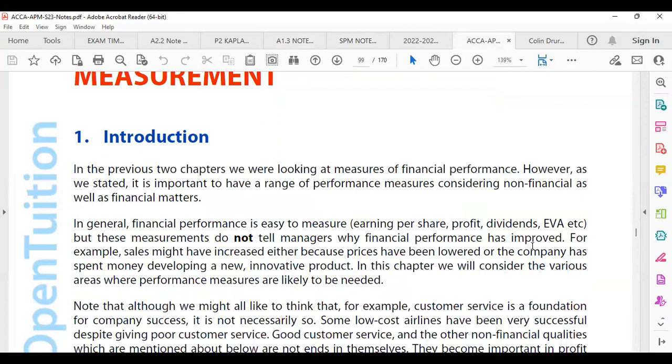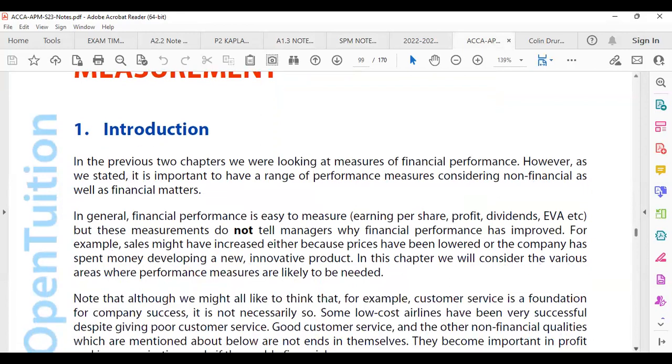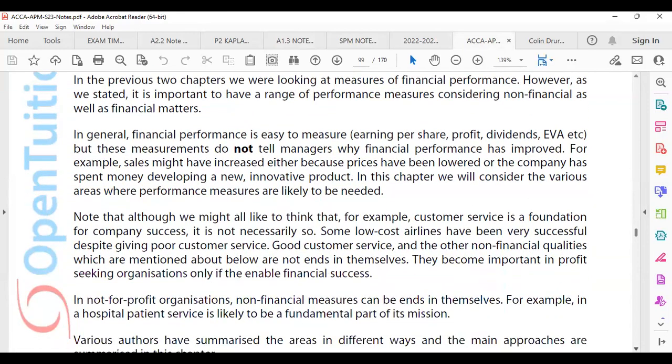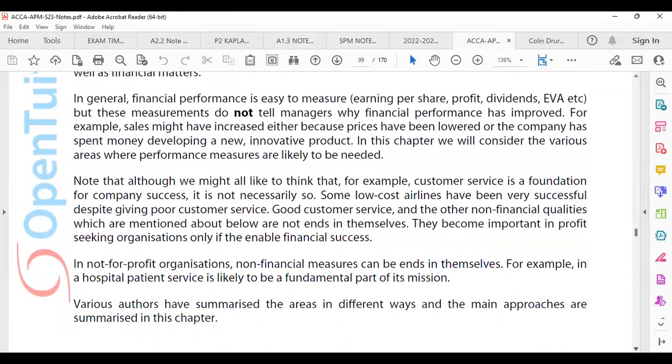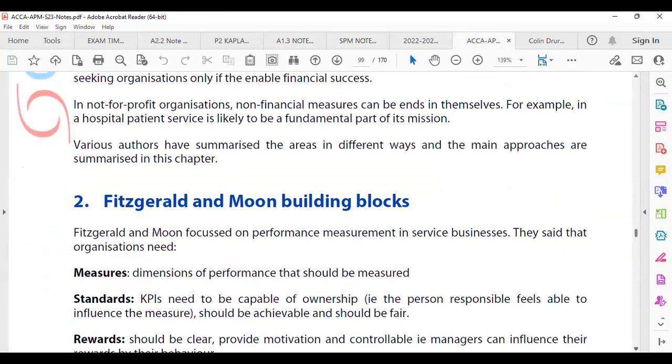Now, as we have been looking through financial performances, we started with the ratios. I remember the first time we did a question on ratios. We went through all that. Now, for non-financial performances, we have this one here, which is called Fitzgerald and Moon.